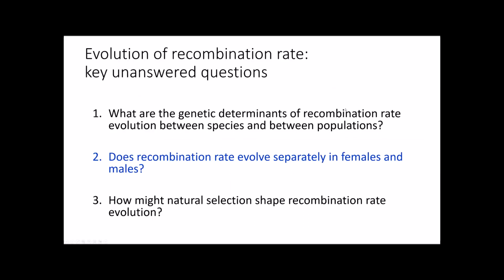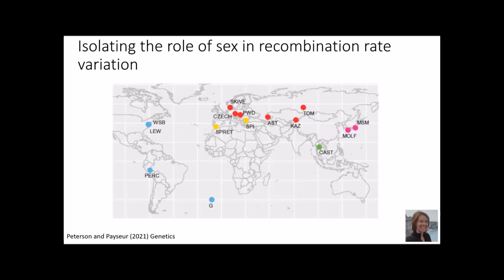Okay, so the next question I'd like to address is, does recombination rate evolve separately in females and males? There are lots of differences and similarities between the two sexes and how they accomplish crossovers. So this seems like a reasonable question to ask. April Peterson in the lab used the same immunocytology approach I mentioned to measure genome-wide crossover rates in a collection of inbred strains from the 3 subspecies I mentioned, plus one more hybrid subspecies that's called molossinus.